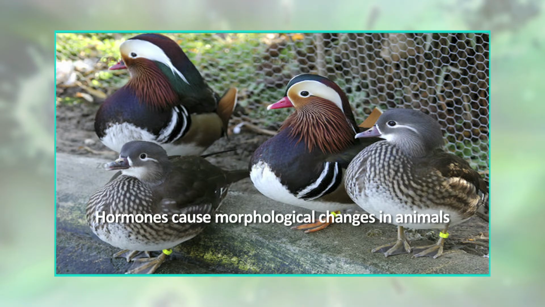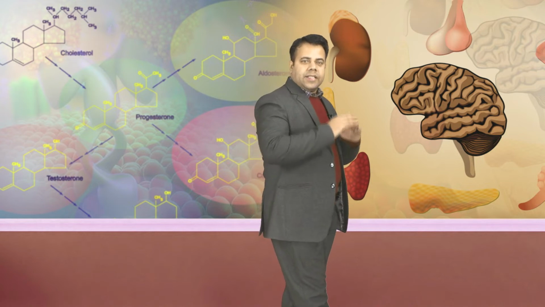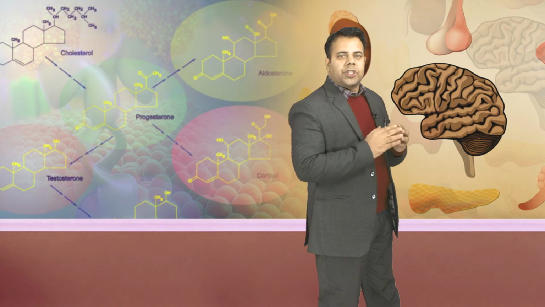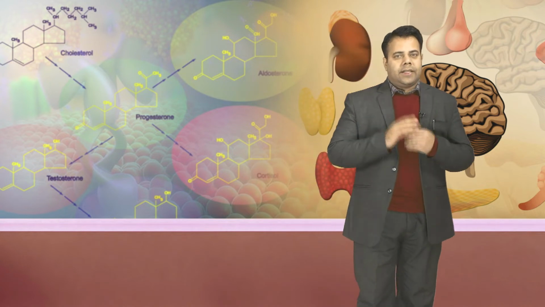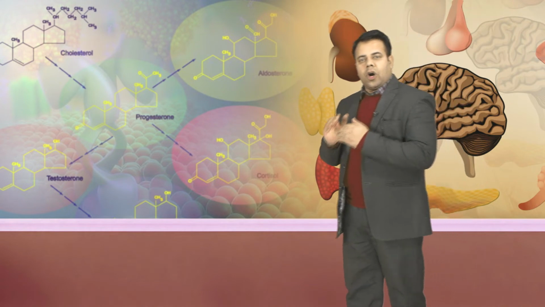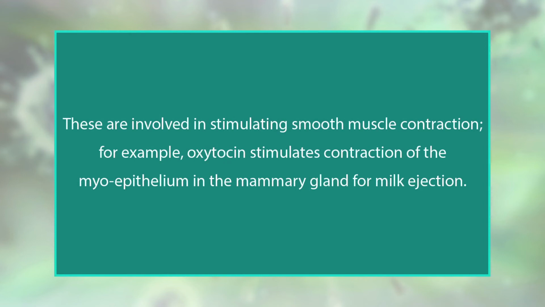Hormones can cause morphological change in organisms, such as differences in body shape and pattern between males and females. Hormones can act as mitogens to accelerate cell division or alter gene expression to trigger differentiation of cells. These stimulate the overall rate of protein synthesis or the synthesis of specific proteins. These are involved in stimulating smooth muscle contraction.